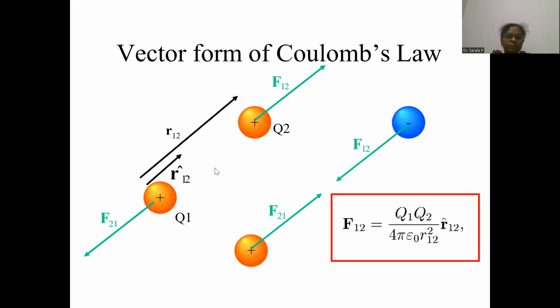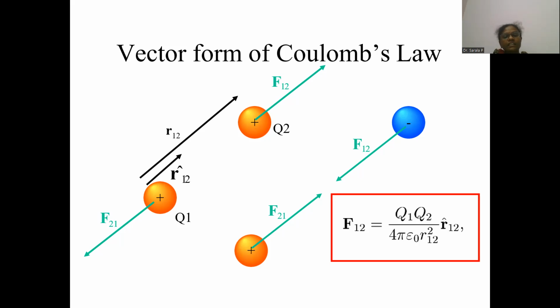So now both are positive charges, right? So both are positive charges, so the force will be repulsive. See, the force is moving over here and this force on Q2 is moving over here. So the distance between them is R12. R12 is explained as a unit vector, that is the distance between Q1 and Q2.